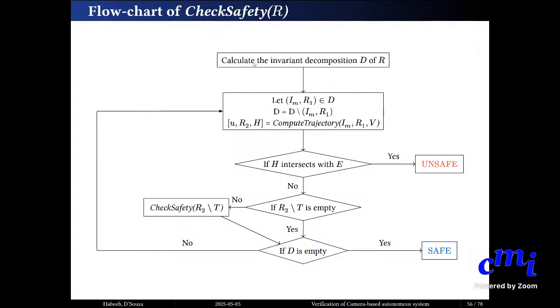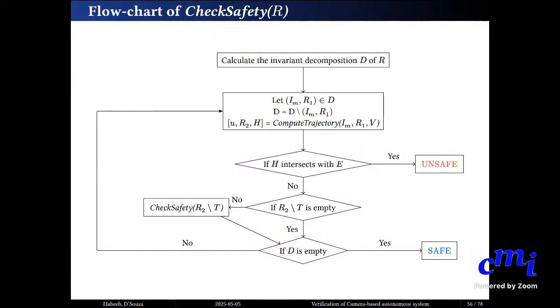Yes, sir. In the first step I calculate the invariant decomposition D of R. The decomposition of R, where R is the current region. Okay, it's falling into place. And then IMR1, the invariant decomposition, that is what IM is. So R was the starting region, right?